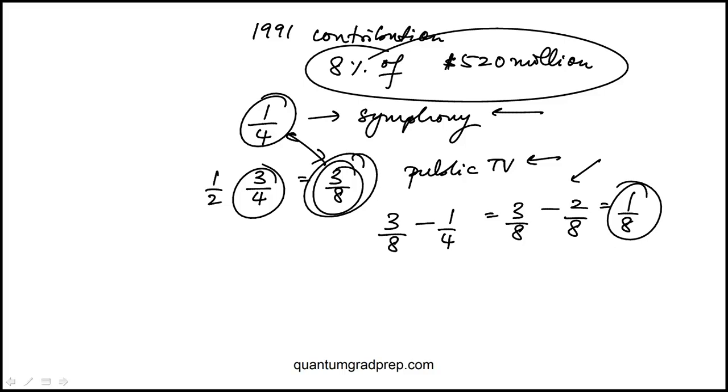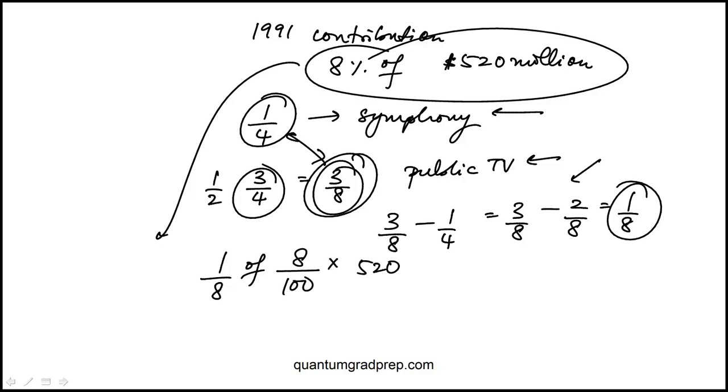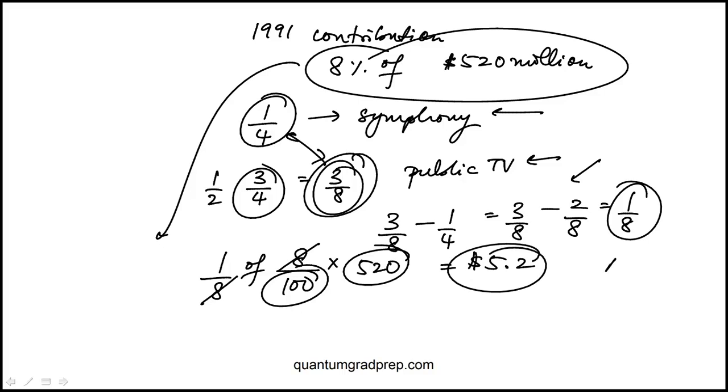asking for this difference. So 1/8 of this amount, which is 1/8 of 8%, which is 8 over 100 times 520. You'll notice the 8 drops out. 520 over 100 is $5.2 million. So here the answer is A.